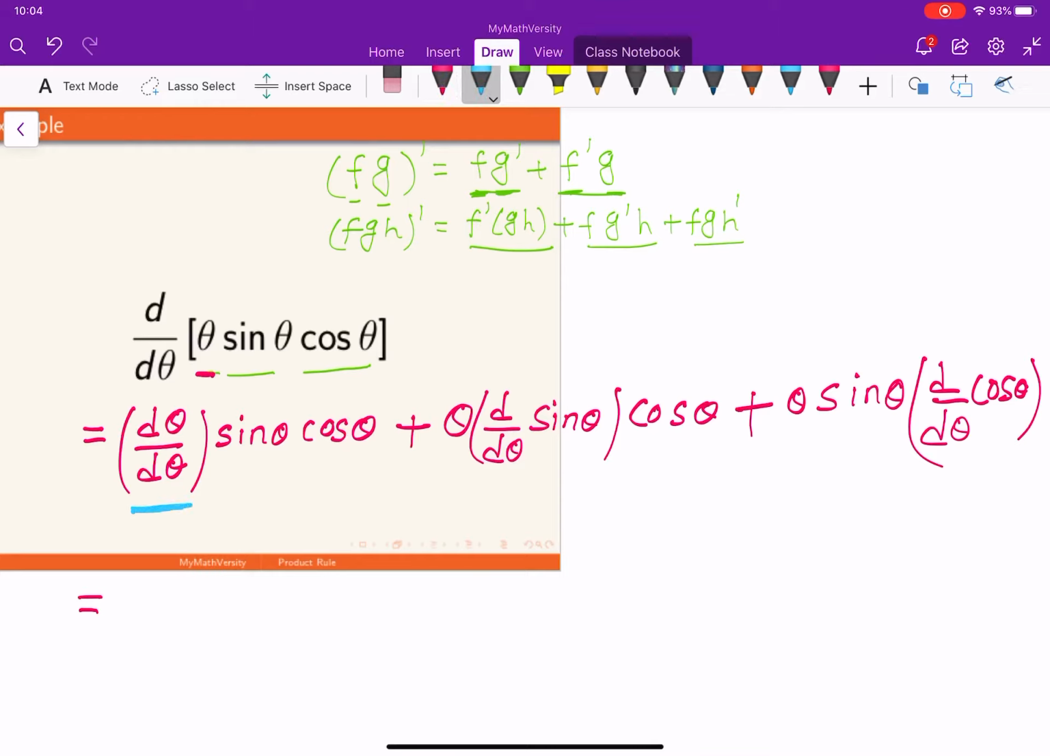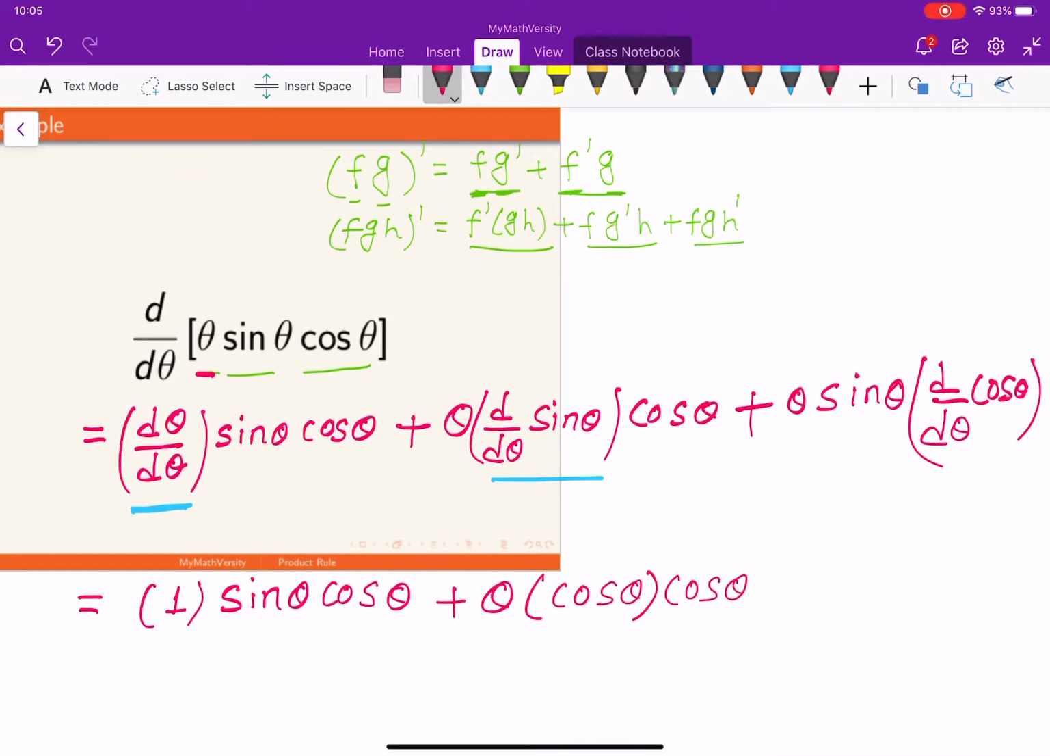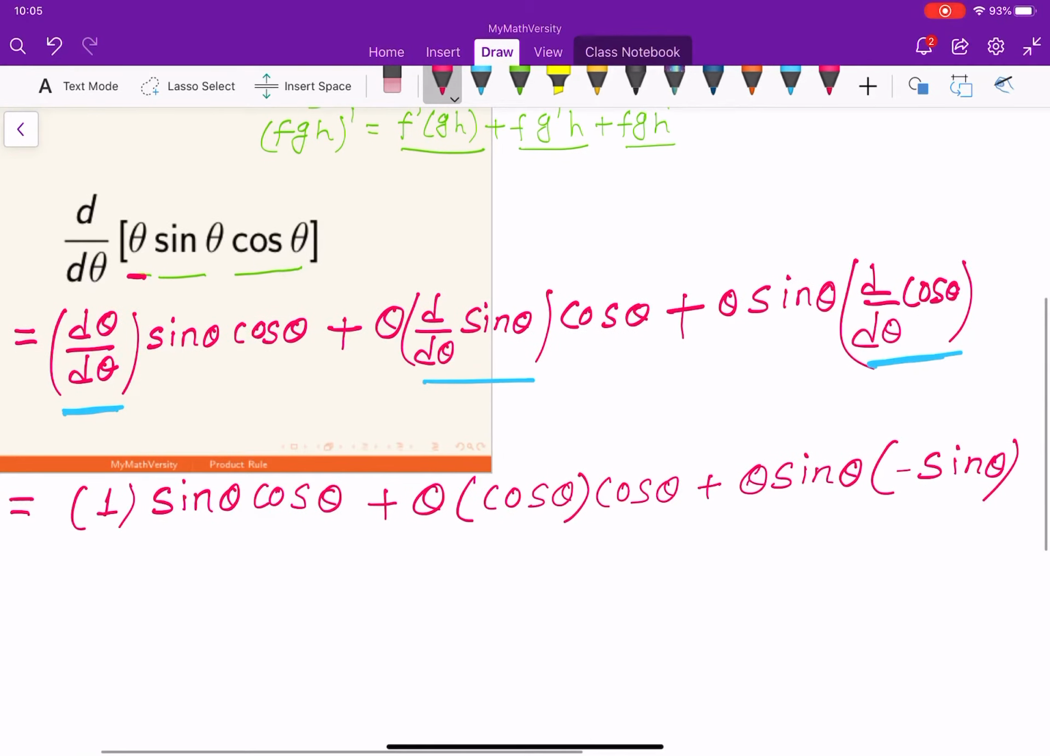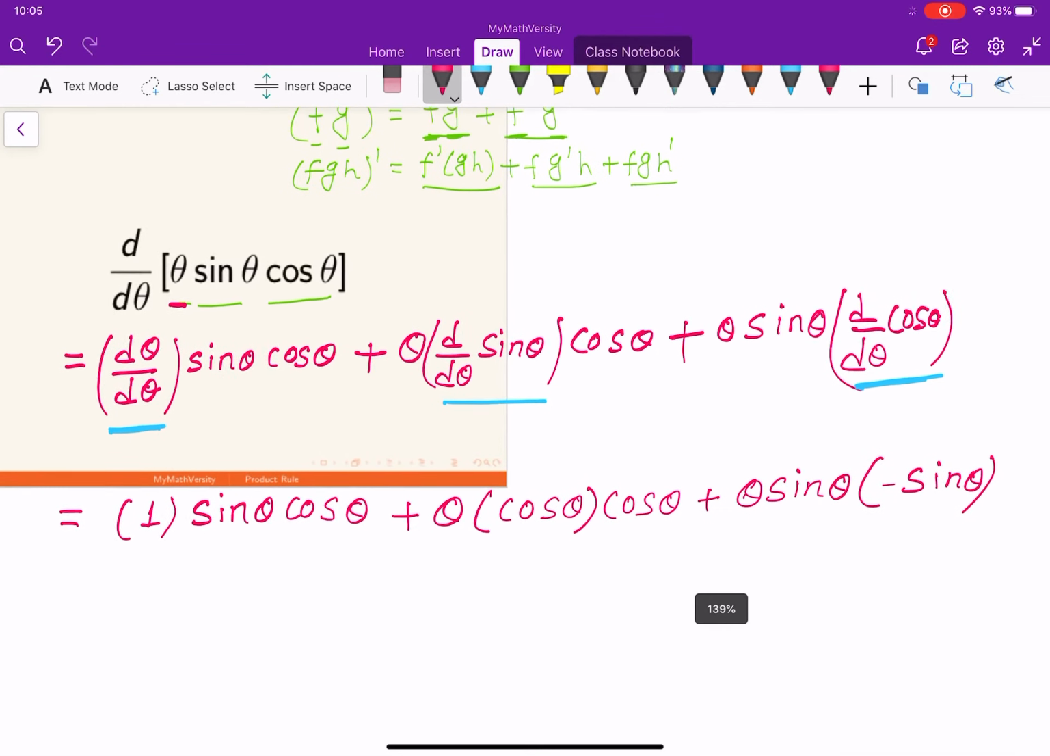So derivative of theta with respect to theta will be just 1, right? So we have then 1 times sine theta times cosine theta in the first term, plus theta times, what is the derivative of sine theta with respect to theta, cosine theta, right? So we can write that down, and then plus we have theta times sine theta, and we can then now just find the derivative of cosine theta with respect to theta, which is negative sine theta, right? Okay, let's write that down. And this is the derivative of the product of these given three functions.